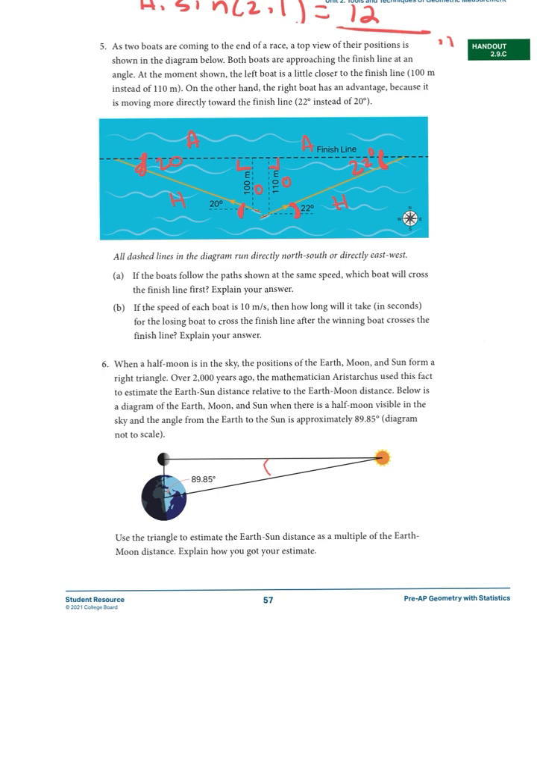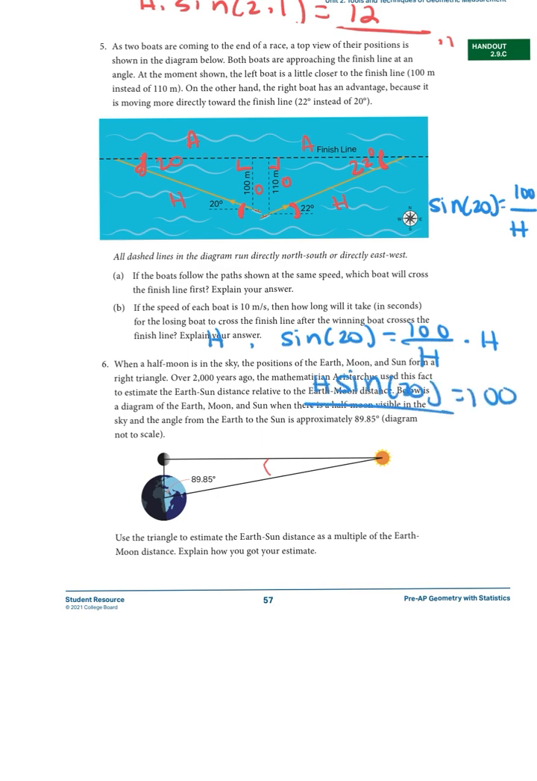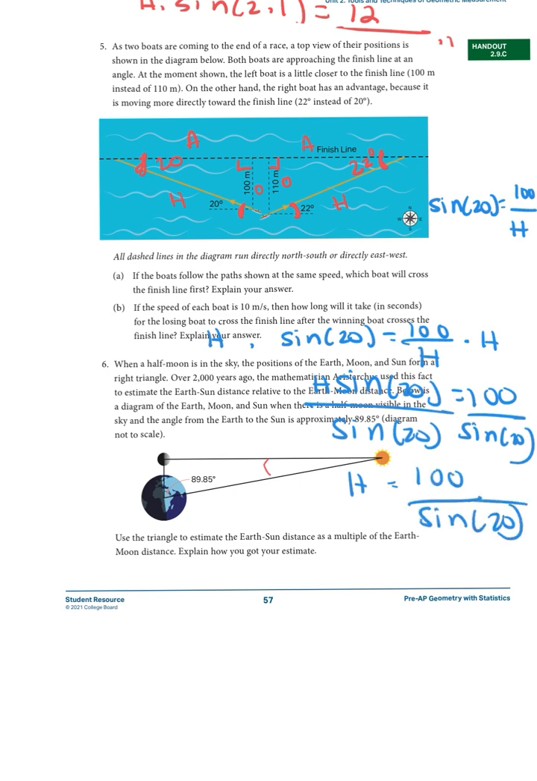Okay, let's change the color. So sine of 20 is equal to opposite, which is 100 over H. And I'm going to solve for H, so let's do that over here. So I have to multiply by H on both sides. And then I get H sine 20 is equal to 100. And then divide by sine 20. So I get H is equal to 100 over sine 20. And I'll let you calculate that.